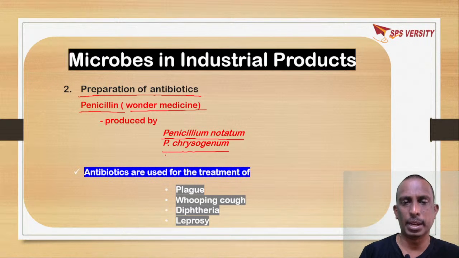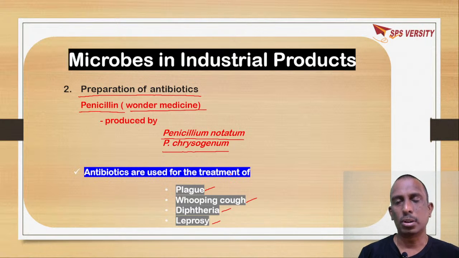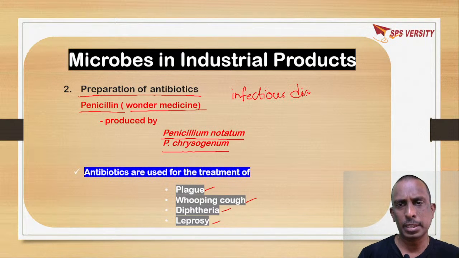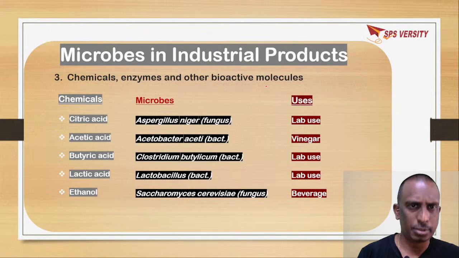So what is the use of antibiotics? Antibiotics are used for treatment of various infectious diseases like plague, whooping cough, diphtheria, leprosy. These are all infectious diseases caused by microorganisms. So antibiotics play an important role in the field of medicine for the treatment of infectious diseases. Not only penicillin, many antibiotics are extracted from bacteria also, like streptomycin, which are useful in the treatment of infectious diseases.